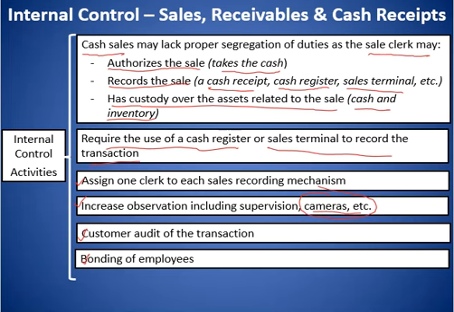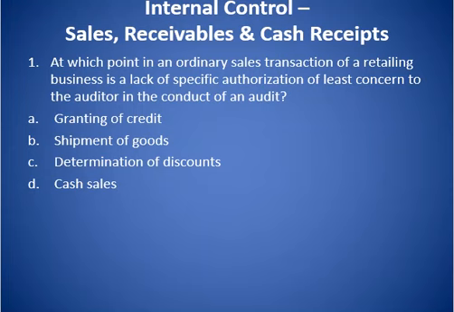Okay, with all that being said, let's go ahead and look at some of the questions regarding internal controls over sales, receivables, and cash receipts. Number one, at which point in an ordinary sales transaction of a retailing business is a lack of specific authorization of least concern to the auditor when they're conducting an audit? You have your four choices. Stop the video. When you've reached your choice, go ahead and restart your video.